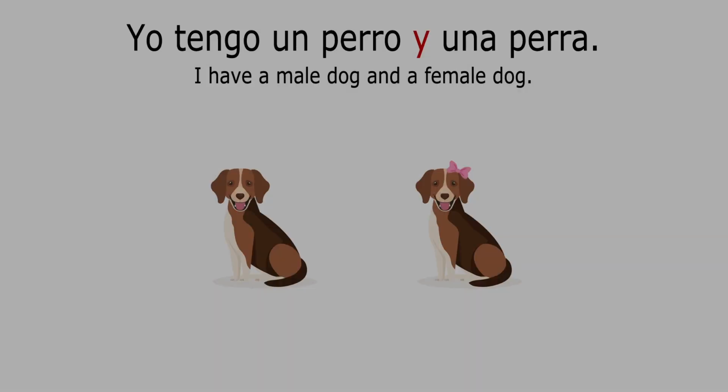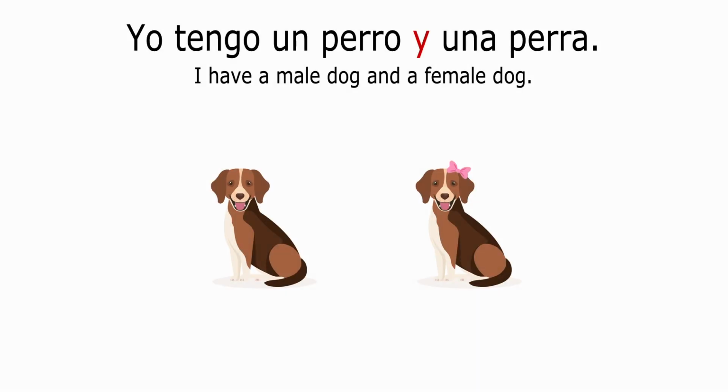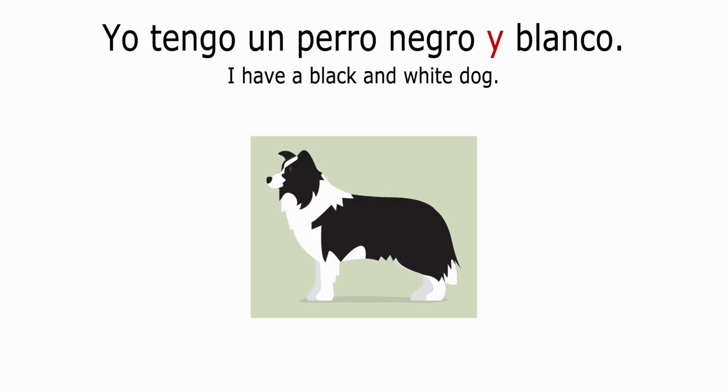How do you say I have one male dog and one female dog? Yo tengo un perro y una perra. How do you say I have a black and white dog? Yo tengo un perro blanco y negro.